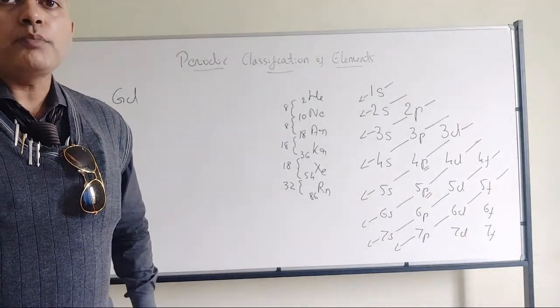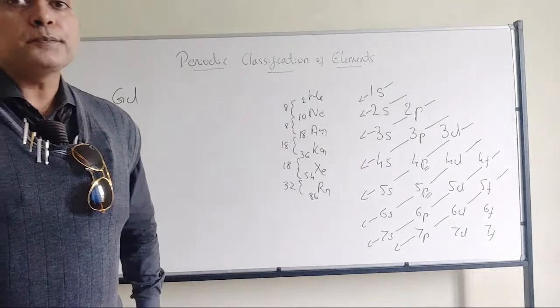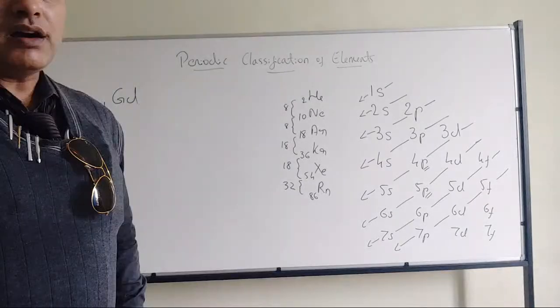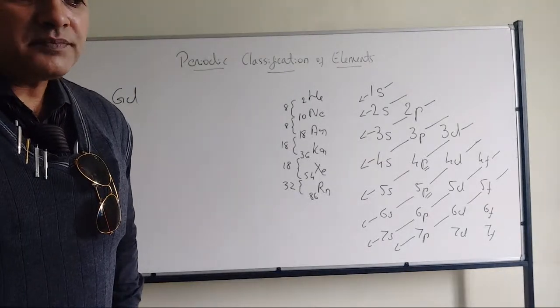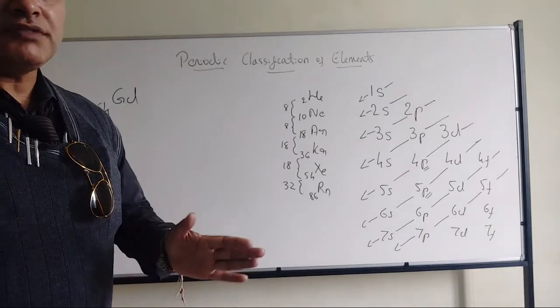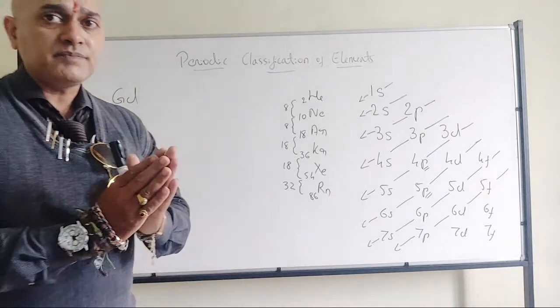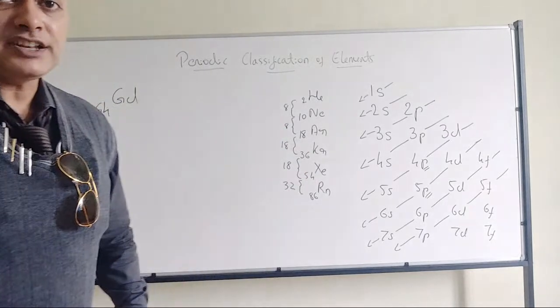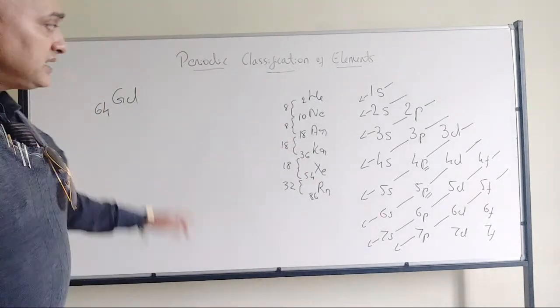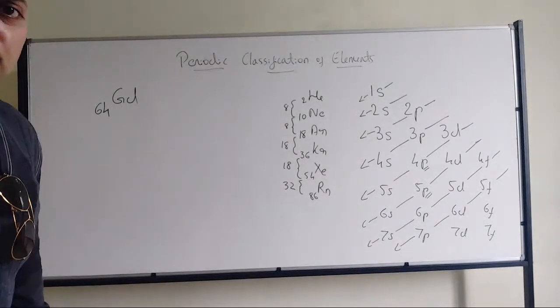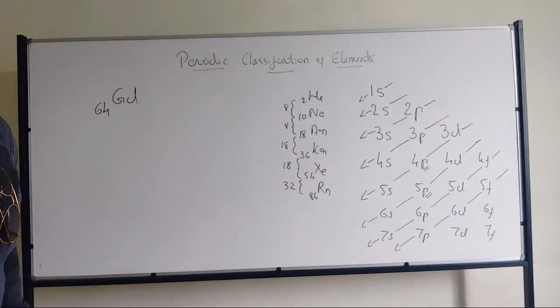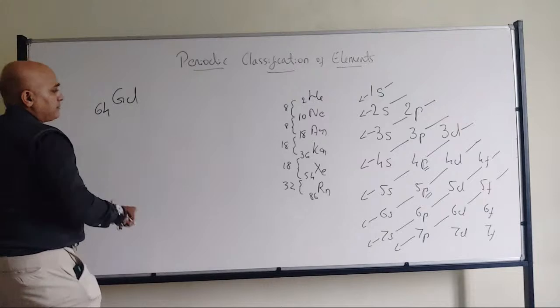But don't talk about the groups. No groups when it comes to F block. Fine? Because it is sandwiched between group number 3 and group number 4, separate groups are not mentioned. So when it comes to F block, only series. We have the 4f series and the 5f series. That's all.